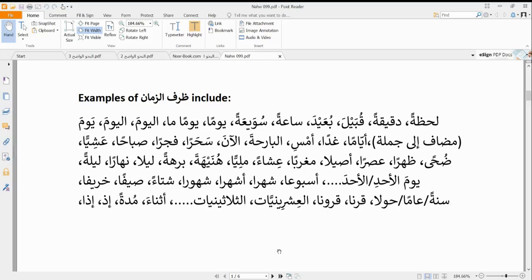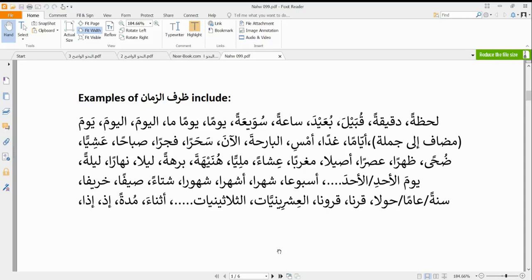Shita'an, which is winter. Soifan, which is summer. Khorifan, that is the autumn or fall. Sanatan, a year, which is also the same thing as Ayaman, which is also the period of a year, as well as Haulan is also a year. Kornan is a century, 100 years. Or Kurunan, we say centuries, maybe something happened over centuries.